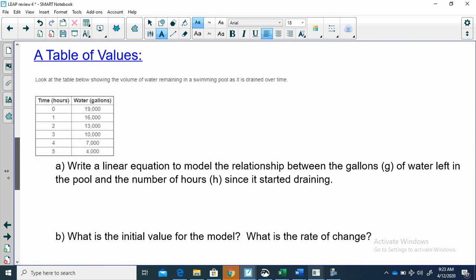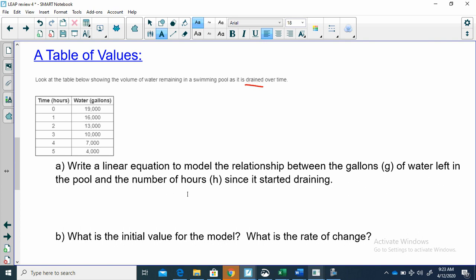What if we do this from a table of values? Look at the table below showing the volume of water remaining in a swimming pool that is being drained. Drain means it's going down in volume. And let's look at it. At time zero, there's 19,000 gallons. At 1 hour, there's 16,000. So we're going down 3,000 gallons each hour.